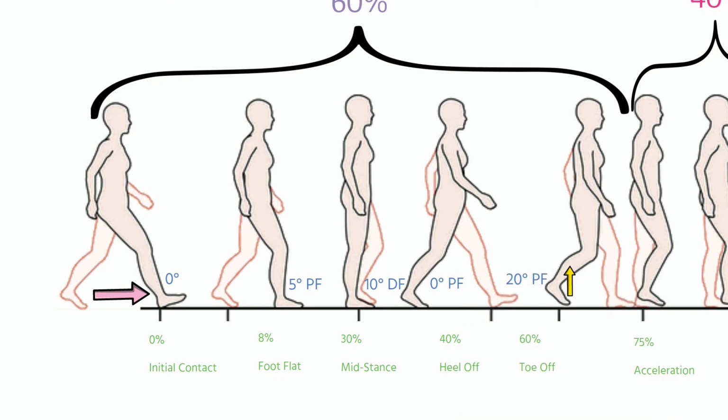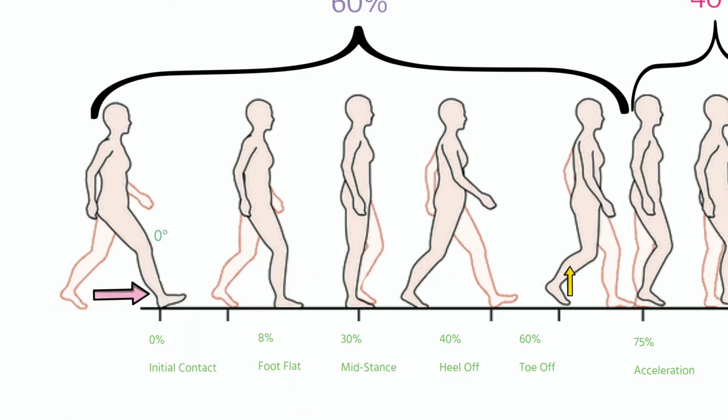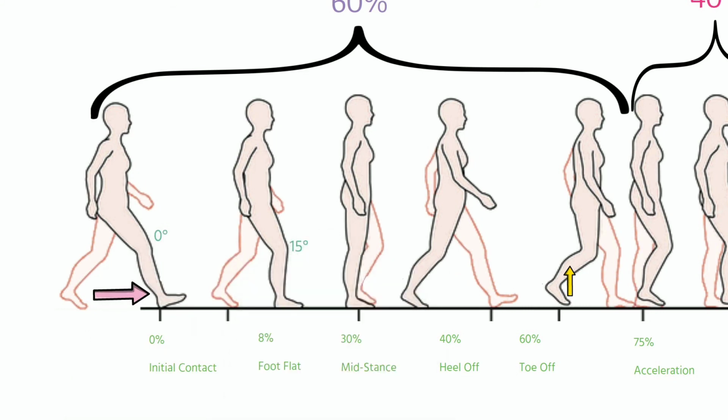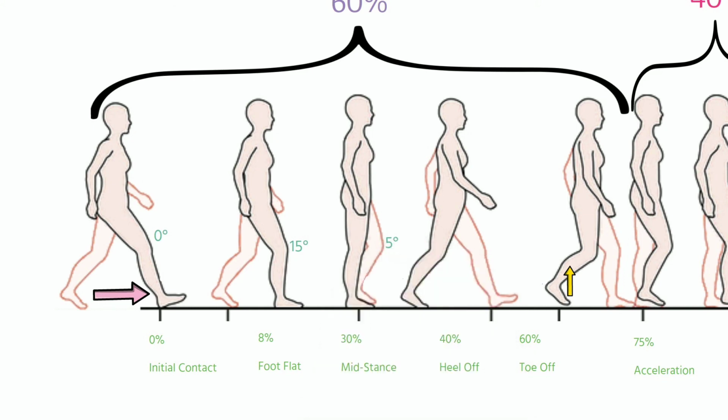At the initial contact, the knee starts off neutral, just like the ankle. Then, for purposes of shock absorption and energy conservation, it moves to about 15 degrees of flexion. At mid-stance, the knee doesn't quite fully reach the locked out position. Once again, for purposes of energy conservation, it stays at about 5 degrees of flexion.